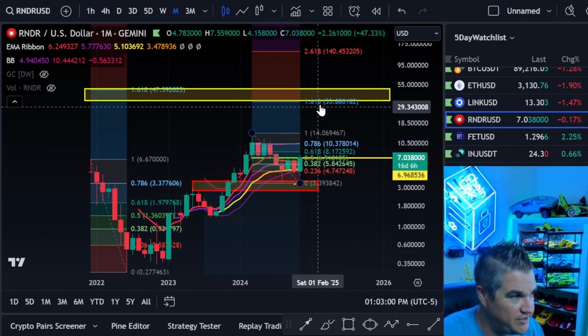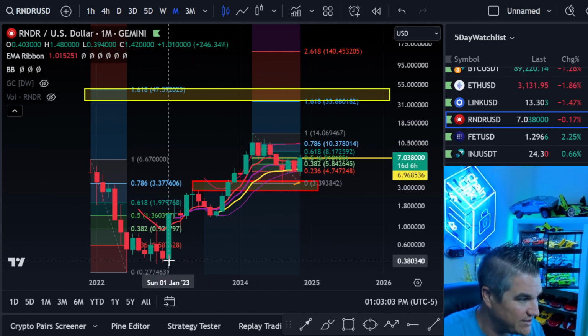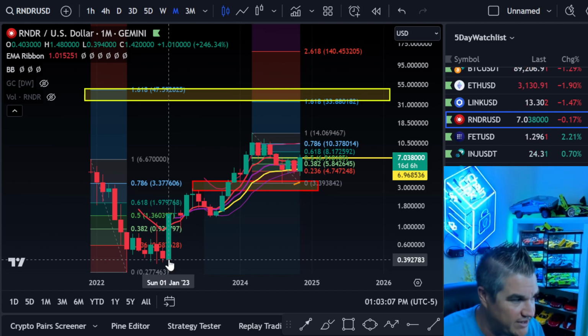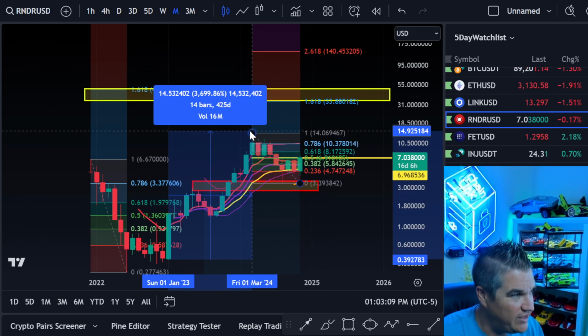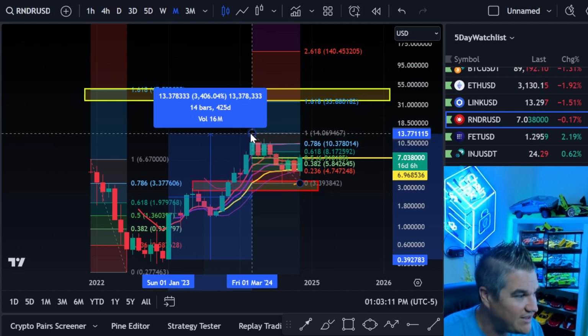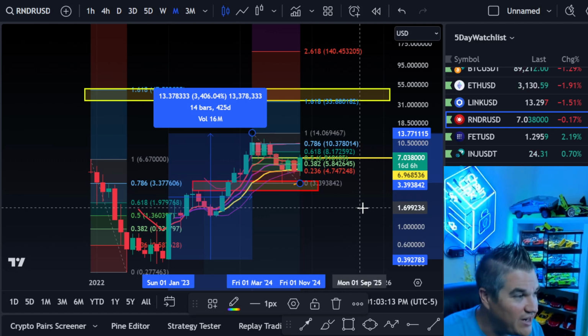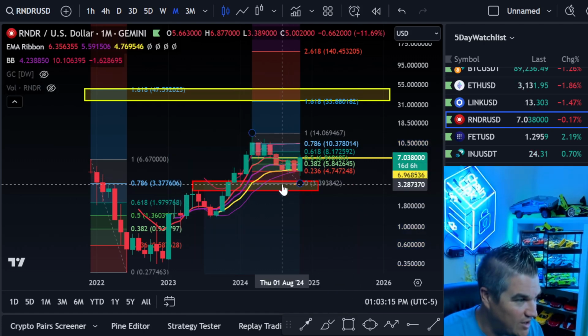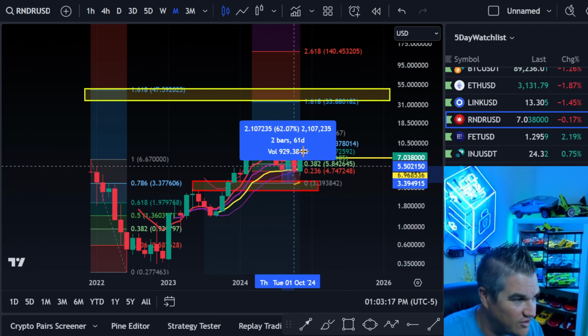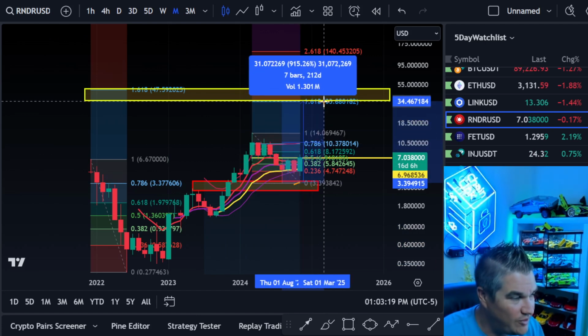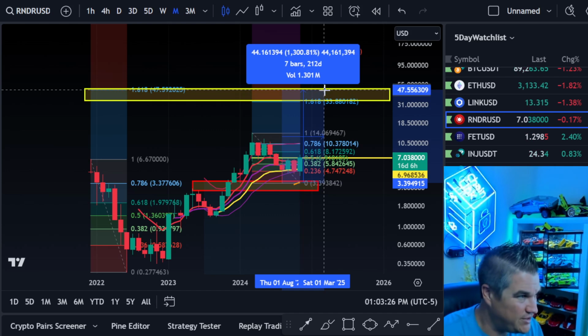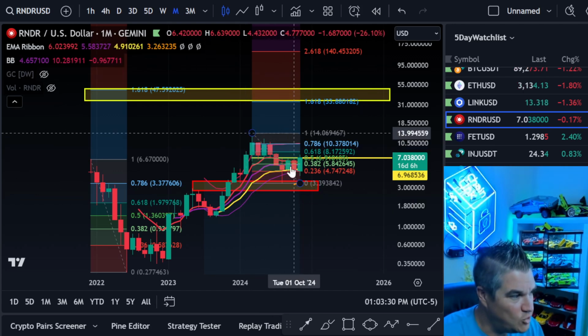I think Render's included. And let's look at this, right? How about from the lows here when we started the bull run in January of 2023, right? This was the start. We did a 35x. Pretty great, right? How about now? What if we go from the lows here? What would we need? We'd only need a 10x from the lows to get up to this level. 10 to potentially 13x, 14x away. Doable.